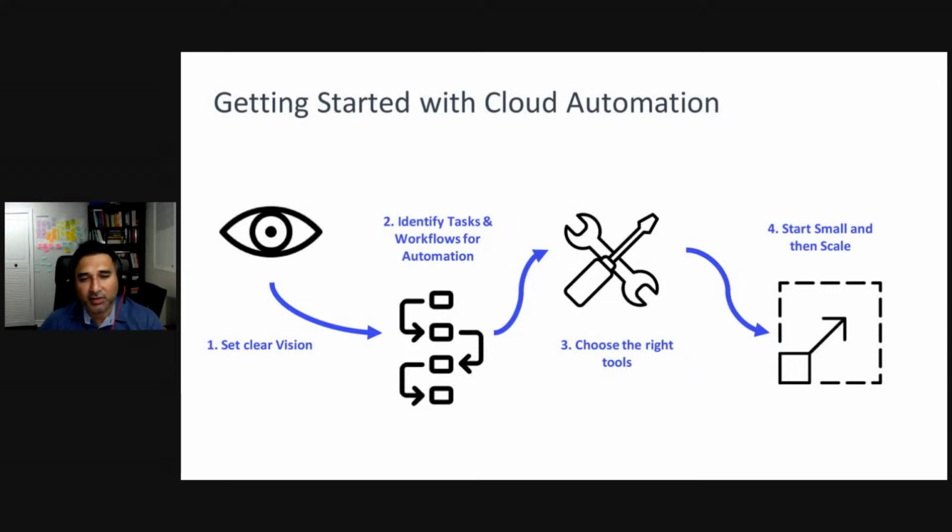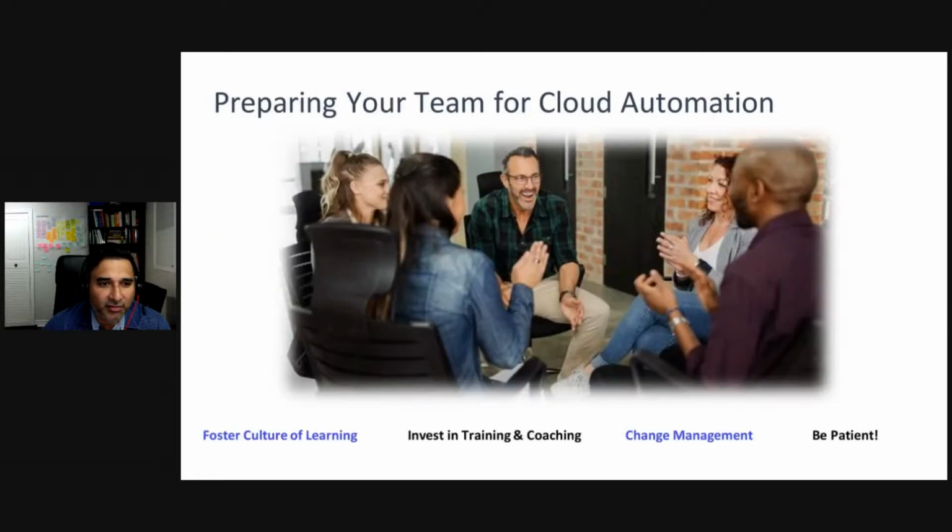As we discussed, there are numerous automation tools. Pick the one that meets your needs and goals and aligns to your budget. And then finally, start small and scale. You don't have to automate everything at once. Start with a single process, learn from it, and then gradually grow your automation efforts. Remember, it's a journey, not a destination, and it's all about continuous improvement and evolution.